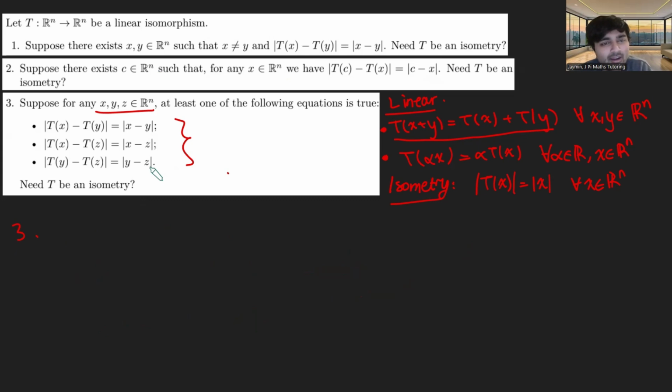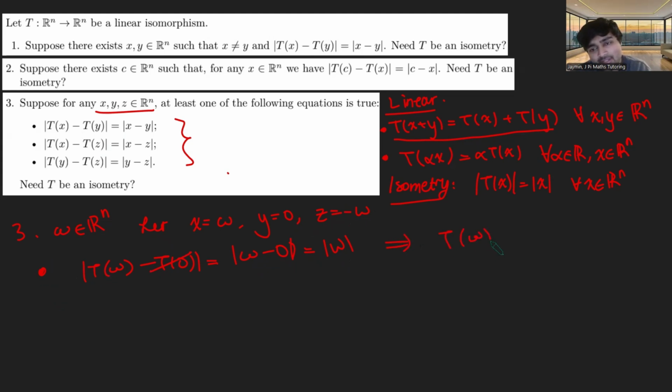The final part here, we are assuming that at least one of these equations is true. Similarly to part two, we're going to fix a point w in R to the n. And we're going to say let x equal w, y equals 0, and z equal minus w. Now, if the first bullet point is the correct equation, what does this boil down to? Well, if x is w and y is 0, we're just going to get T of w minus T of 0 equals w minus 0. But of course, w minus 0 is just w. And a pretty easy to prove property about linear functions is that T of 0 is always 0. And so this just spits out that T of w equals w in length, which is ideally what we want for an isometry.